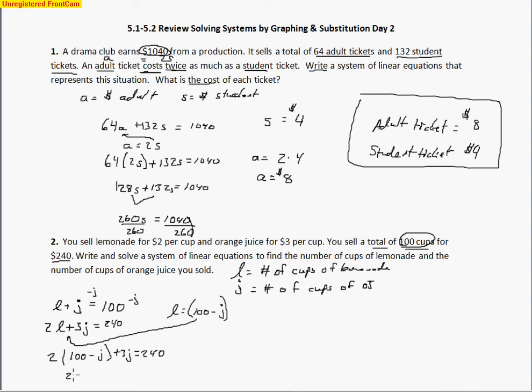So I'll distribute, and I've got 200 minus 2j plus 3j is 240. I'm subtracting that 200 from both sides, and that leaves me with 1j equals 40. So we sold 40 cups of orange juice. Let's find the number of cups of lemonade. We can use this equation that we modified. So 100 minus 40 from the total gives us 60. So 60 cups of lemonade. The number of cups of lemonade was 60, and the number of cups of orange juice was 40. So those are our answers.